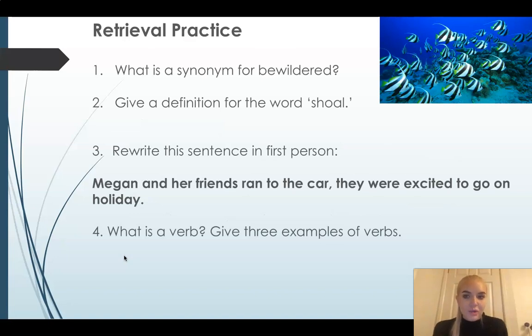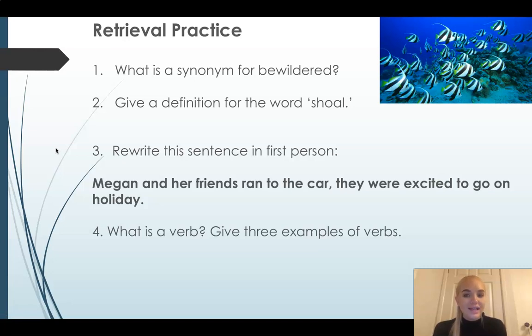To start with, I do have 4 retrieval questions. Now, this picture in the right-hand corner here will help you with number 2, giving a definition for this word shoal. So if you pause the video here now, please write your answers on a piece of paper, giving the title Retrieval Practice. Pause the video and off you go, please.